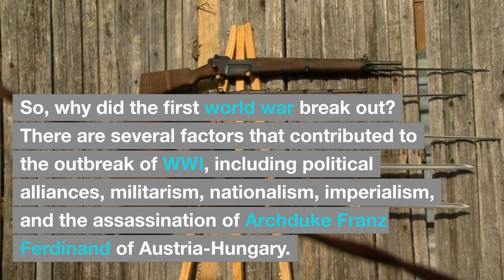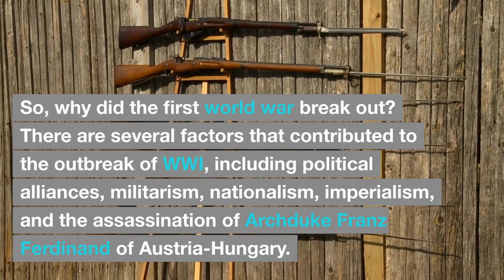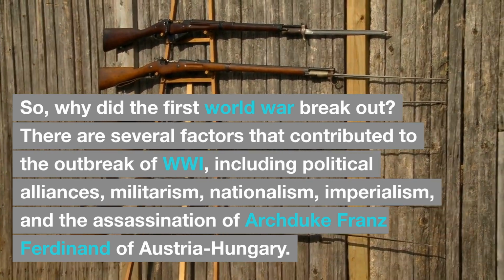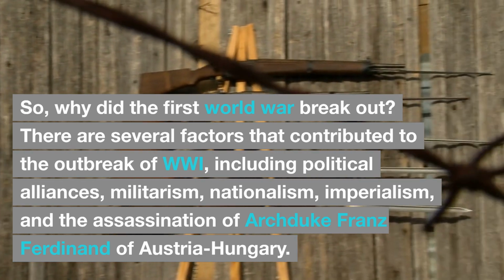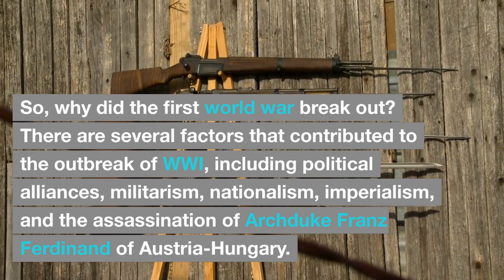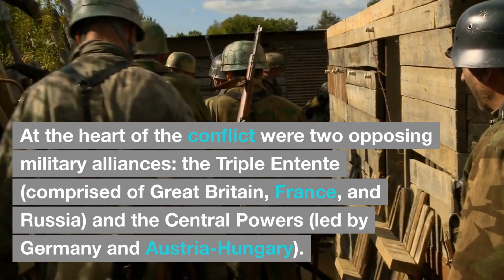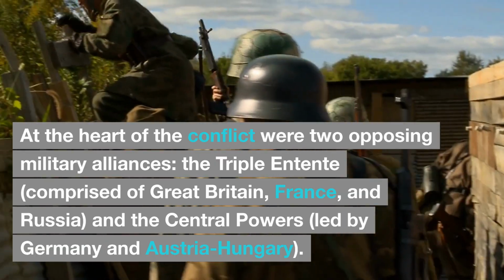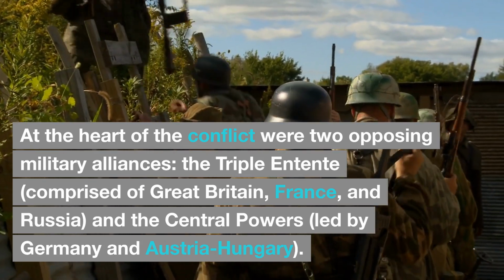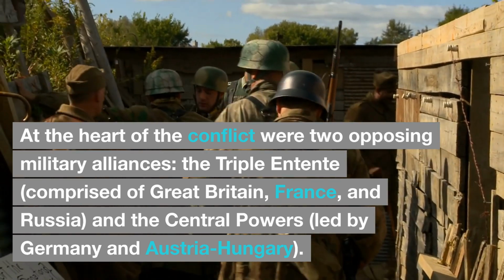So, why did the First World War break out? There are several factors that contributed to the outbreak of World War I, including political alliances, militarism, nationalism, imperialism, and the assassination of Archduke Franz Ferdinand of Austria-Hungary. At the heart of the conflict were two opposing military alliances, the Triple Entente, comprised of Great Britain, France, and Russia, and the Central Powers, led by Germany and Austria-Hungary.